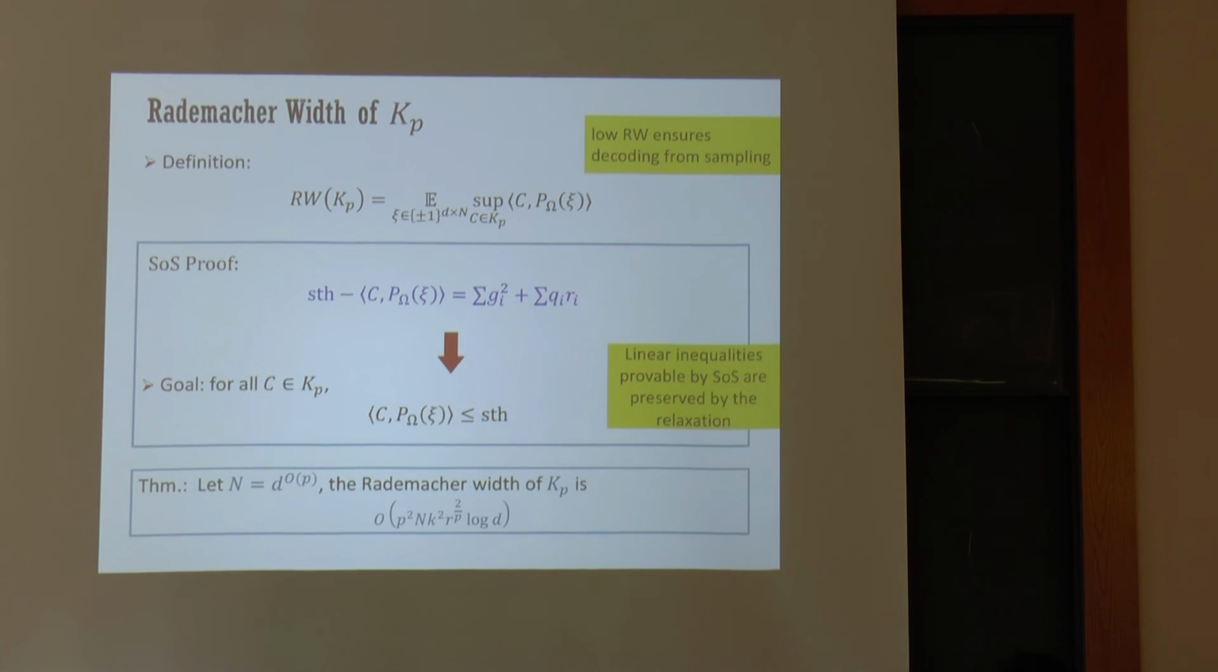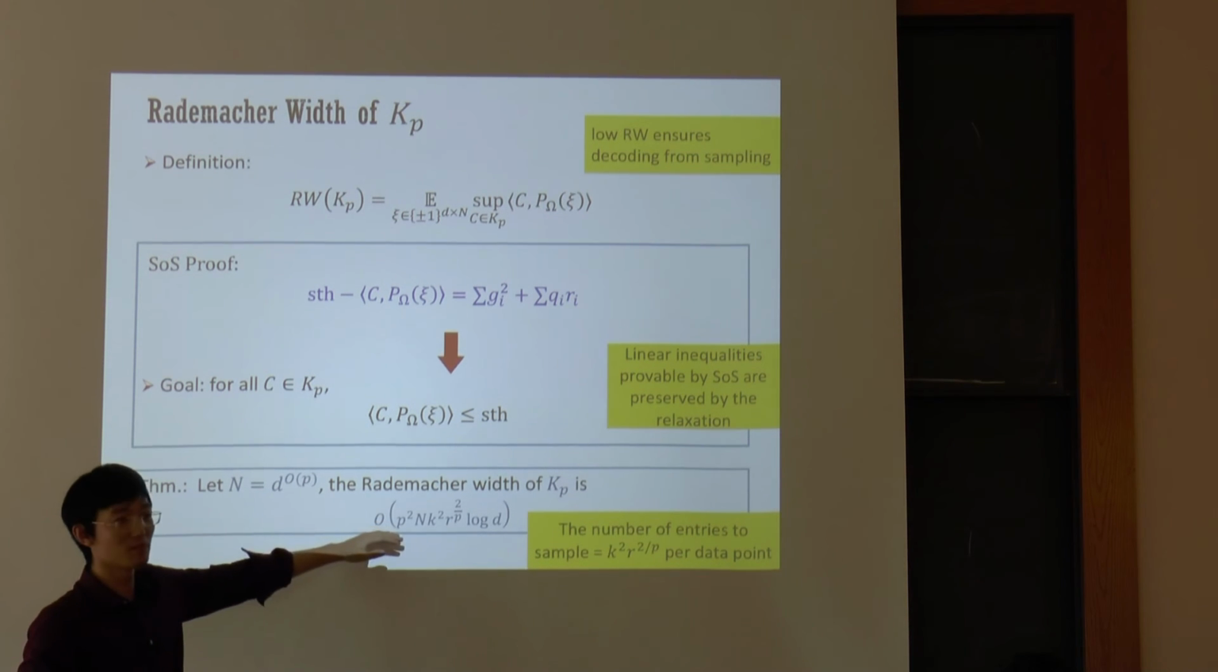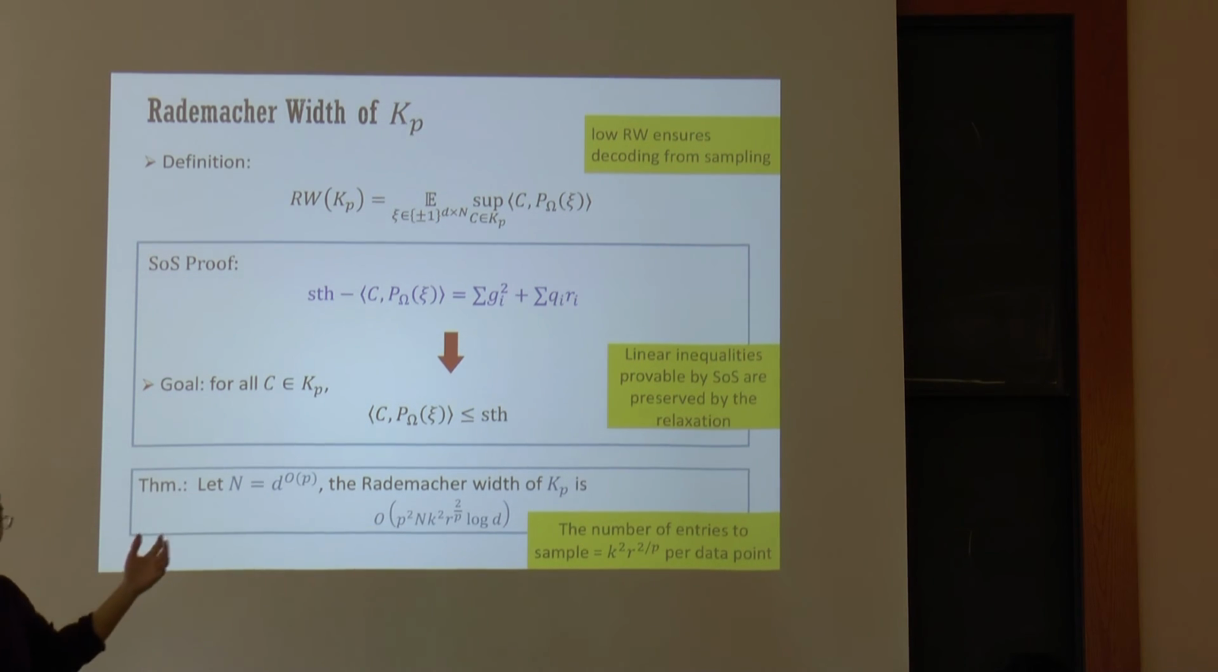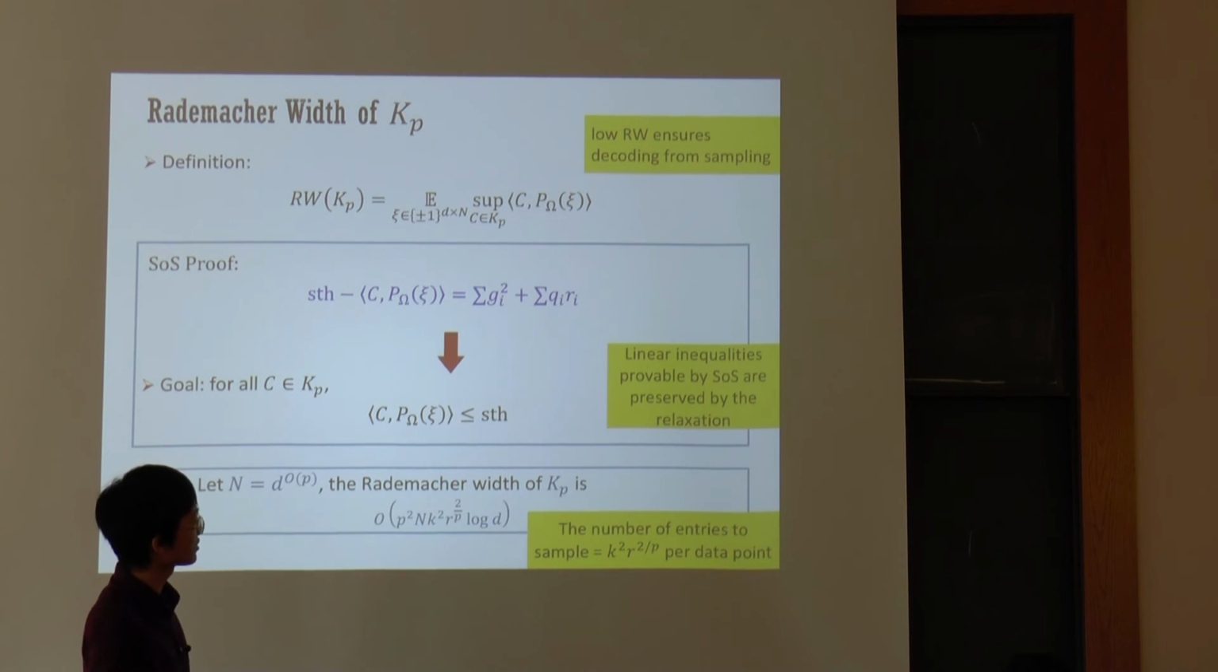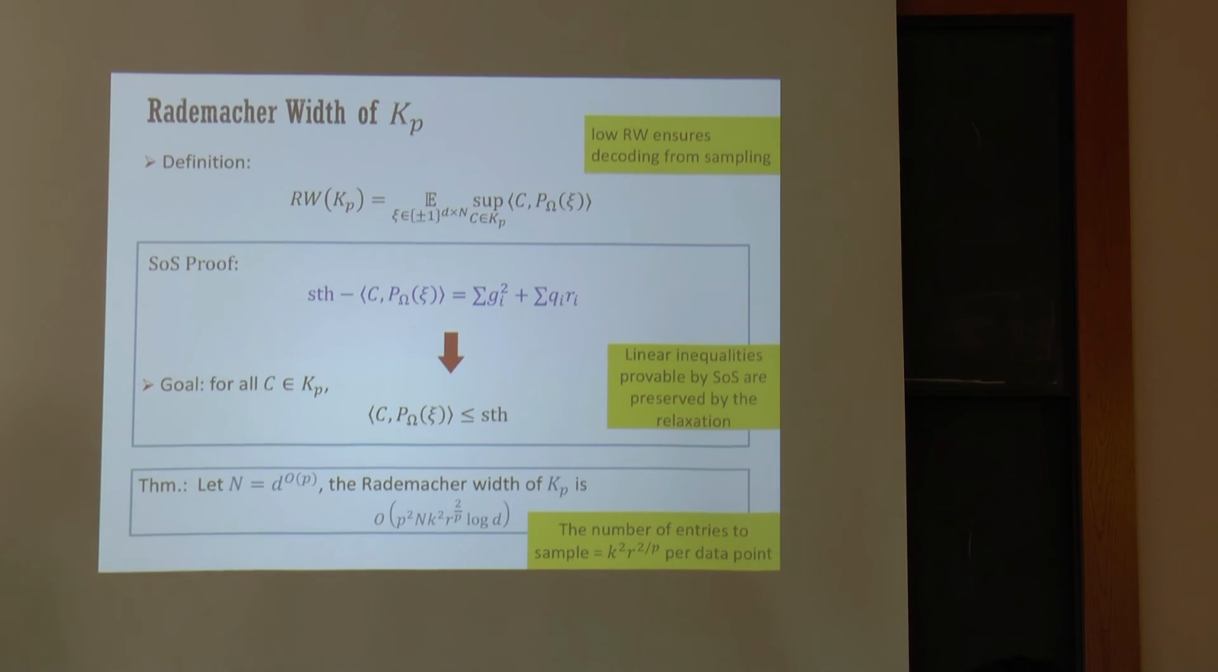So basically this just means that, recall that we have a d times n matrix, and we have said that you only need this number of entries to recover the whole matrix, and we have n columns, so that's why for every column we only need k squared times r to the 2 over p entries. So that's how we get the encoding length, k squared times r to the 2 over p.